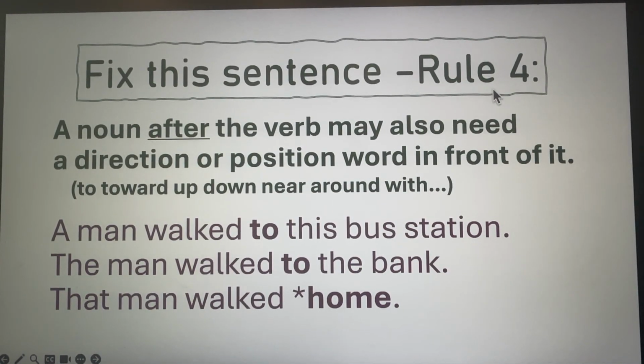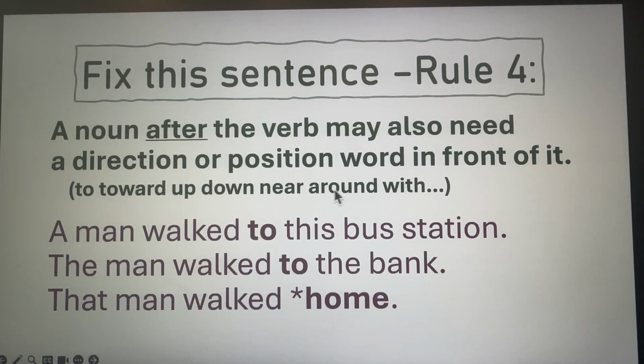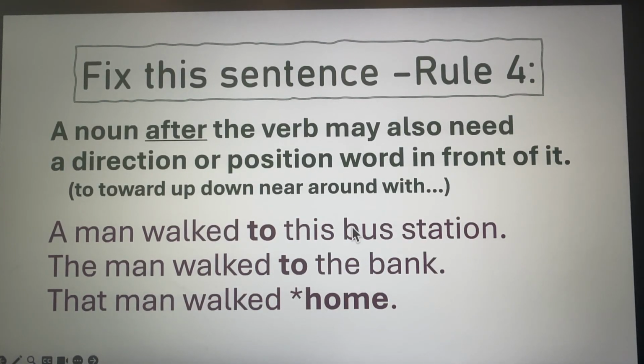Fix this sentence rule number 4. A noun after the verb may also need a direction or position word. It's usually called a preposition in front of it. To, toward, up, down, near, around, with, and many, many, many more. A man walked to this bus station. He didn't do anything to the bus station. He's just getting close to it.